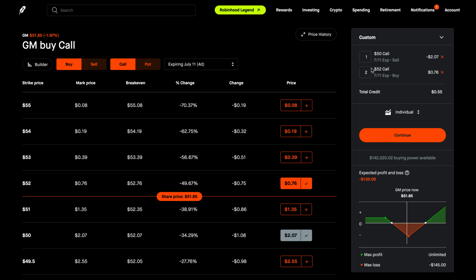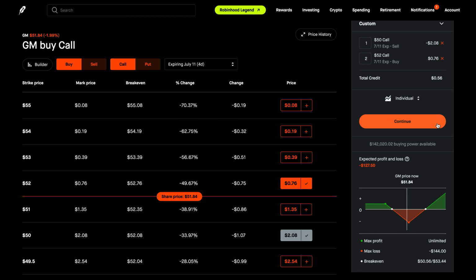So we're buying 2 calls, and we're selling 1 call. We should be entering for a credit here. And if we take a look here, you can see already that we are going to be able to make money both ways with this strategy. But again, I like to use OptionStrat to visually take a look at what this strategy would look like.